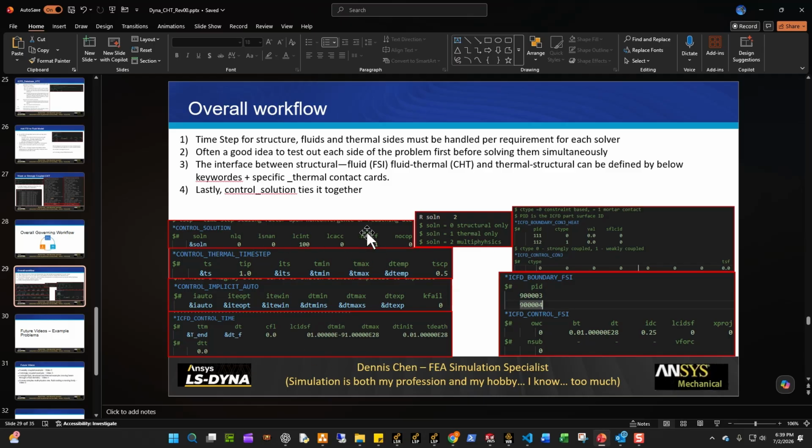And of course, your control solution right here, look at the nature of what problem you're actually solving, okay? So you usually have to set it to 2 for a multi-physics problem. The ICFD boundary conditions right here are basically for your FSI and your conjugate heat transfer interface definitions. These usually need to be included to define the interface properly.